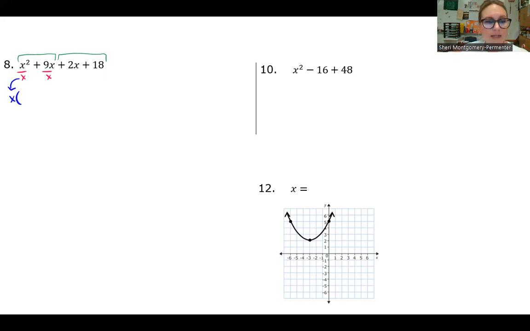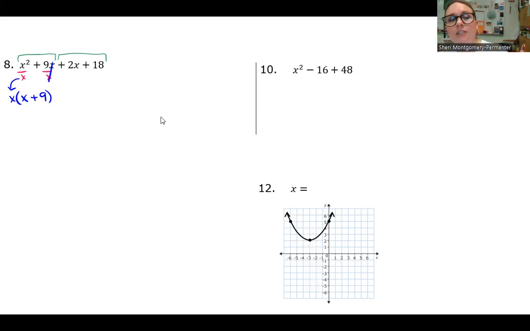X squared over X just reduces to X. And then for the second one, the X's match up, so I'm left with just +9. My goal is that my parentheses are going to be the same. So if my first parenthesis has X +9 in it, the second one should too. If it doesn't, I probably did something wrong. Now, it doesn't mean that you did the first one right every time, but they should match.